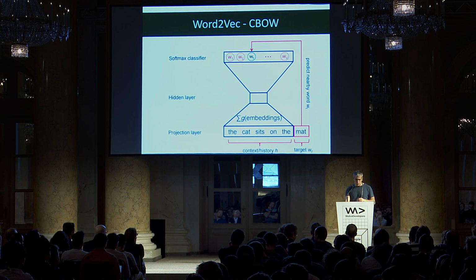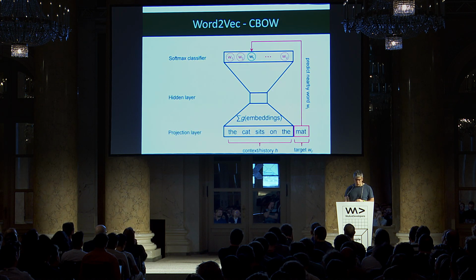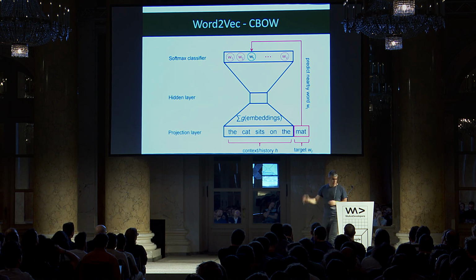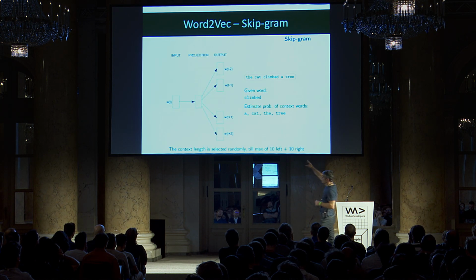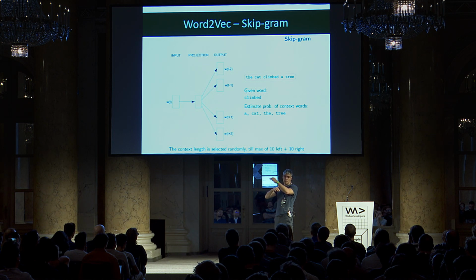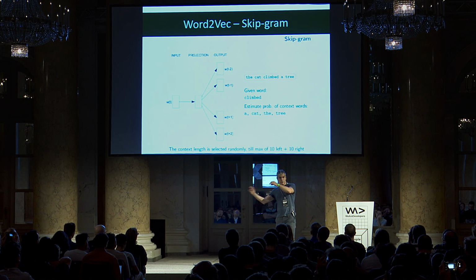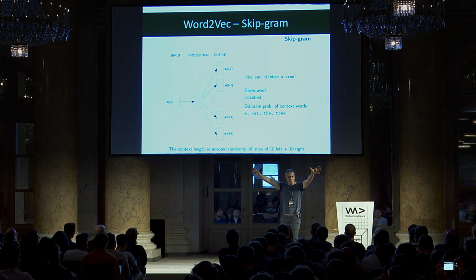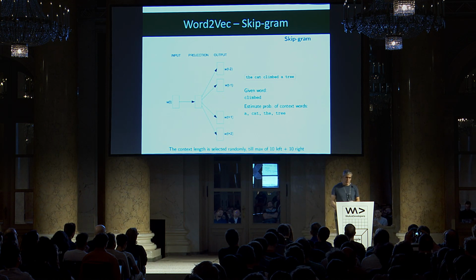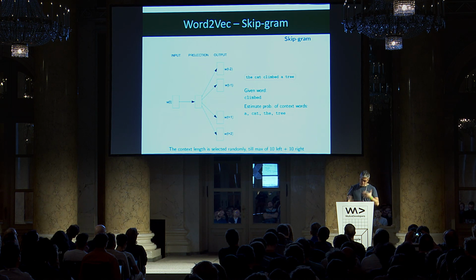There are 2 versions of Word2Vec. This is called here the CBOW version, continuous bag of words. And this is the skipgram version, which actually inverts the problem, right? Given the word in the middle or the word at the end, we are trying to predict the words around this word, right? But essentially, they're more or less doing the same thing.